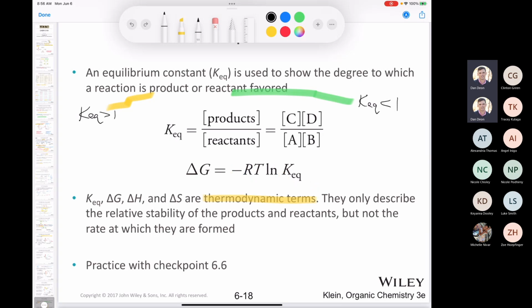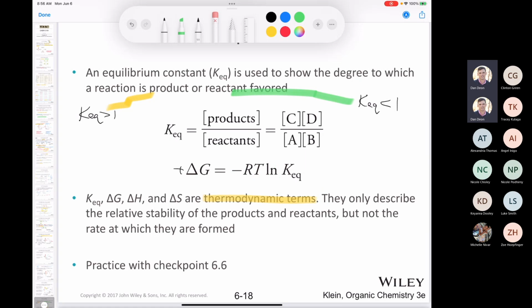If the converse happens, if you have a K equilibrium that's less than 1, take your calculator, take any number less than 1, take 0.5, and then take the natural logarithm. You get a negative number. So negative times a negative would give you a positive delta G. But again, these things don't have anything to do with the rate of the reaction.